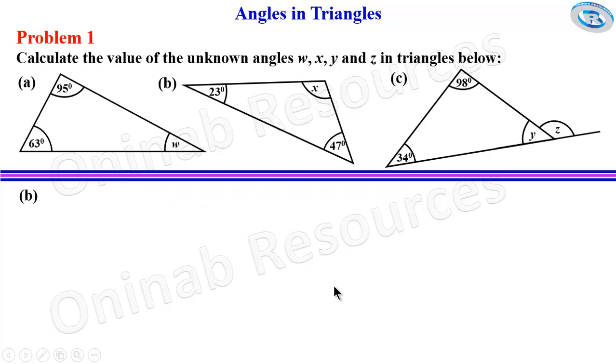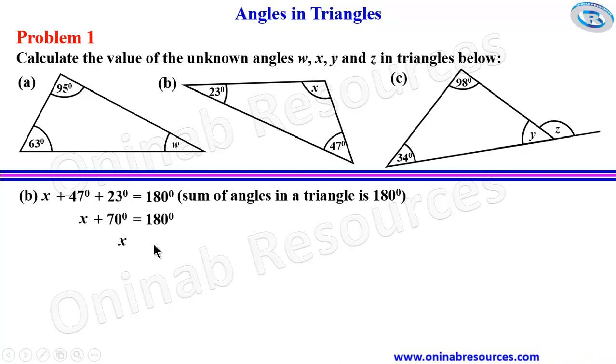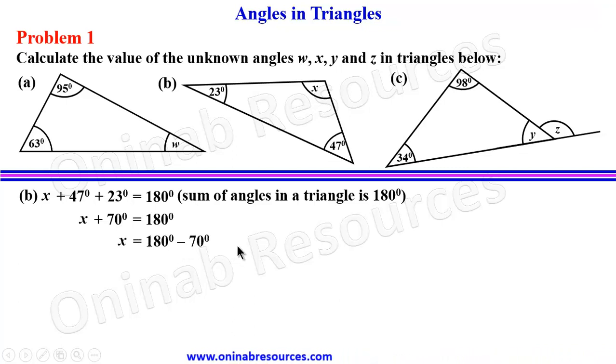We go for B. For B, again, we write X plus 47 plus 23 is equal to 180 degrees. Still, sum of angles in a triangle is 180 degrees. Adding up this, we have X plus 70 is equal to 180 degrees. Taking this to the right hand side, I have X to be 180 degrees minus 70 degrees, which gives X as 110 degrees. So we go to C part of the problem.